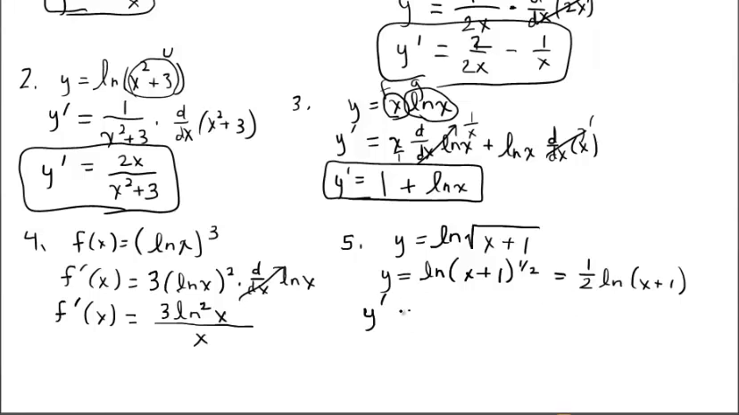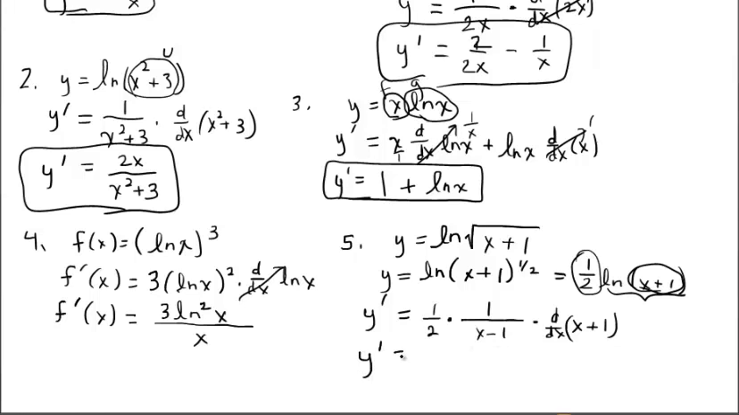Now I'm going to jump into y prime. Constant multiplier stays in front. Focus your attention right here. Outside function is natural log. Immediately build a fraction. 1 over x plus 1 times the derivative of x plus 1. That derivative here is just 1. Final answer.